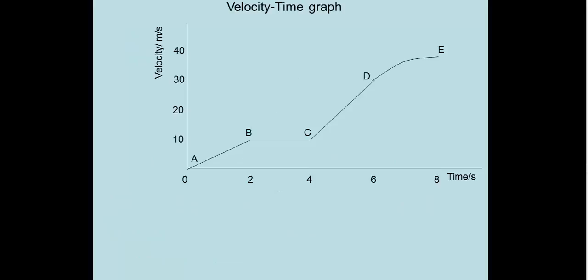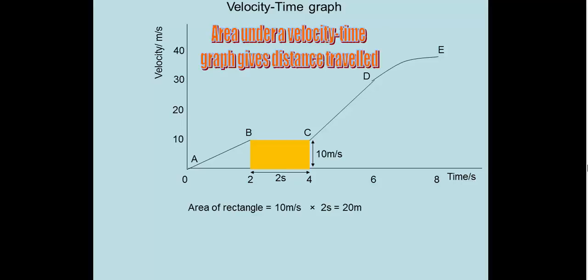Here we have our original velocity time graph again, and this rectangle here, the area of that would be given by a velocity of 10 meters per second times a time of 2 seconds. So the area of the rectangle comes out at 20 meters. The area under a velocity time graph gives the distance travelled.